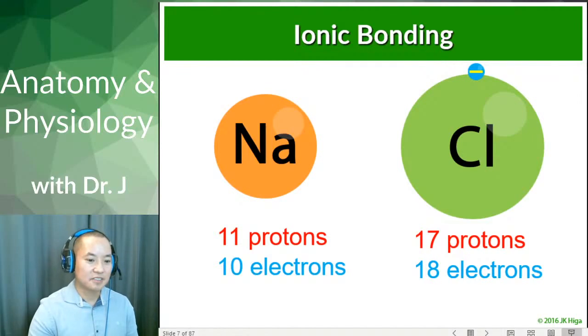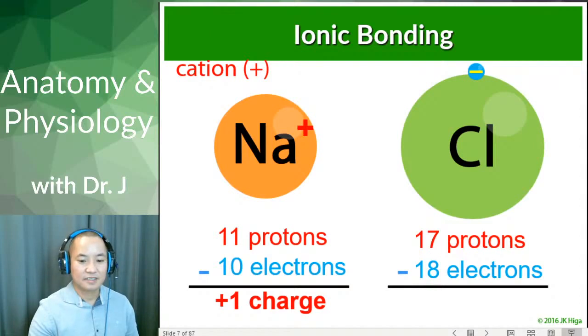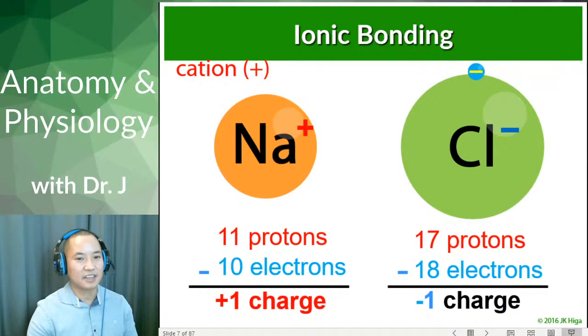So what's the charge on sodium? Again, remember which is positive and which is negative. Protons are positive, electrons are negative. So what's 11 minus 10? That is 1. That's why sodium ions have a positive charge. They are cations. Whereas chloride, you have 18 electrons. Electrons are negatively charged. So 17 minus 18 is, again, negative 1. This is why sodium and chloride have positive and negative charges as ions, respectively.